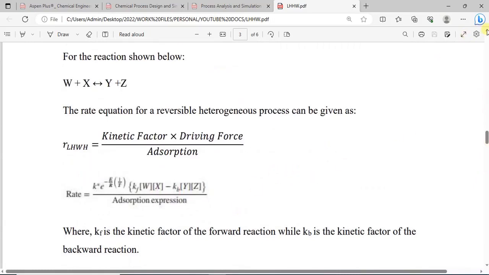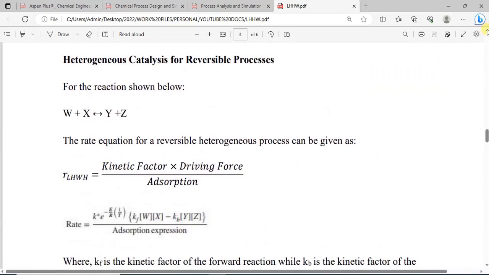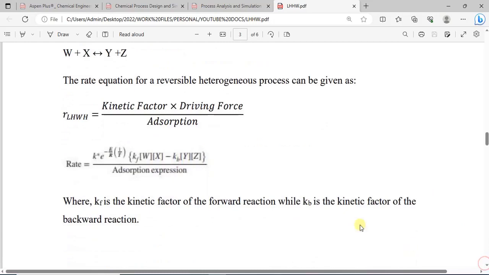So now if we are using a base reaction, just for illustration, we have W plus X to give you Y plus Z, right? And we have that the rate expression is equal to the kinetic factor multiplied by the driving force all over the adsorption. Now if you are to further break that down, you have what we have in the equation below.